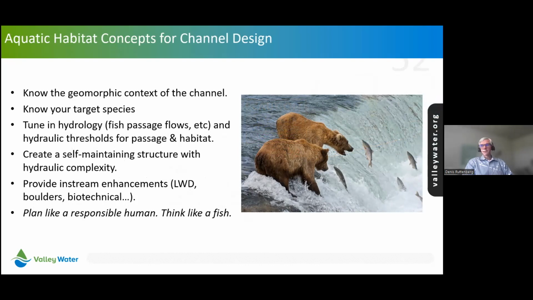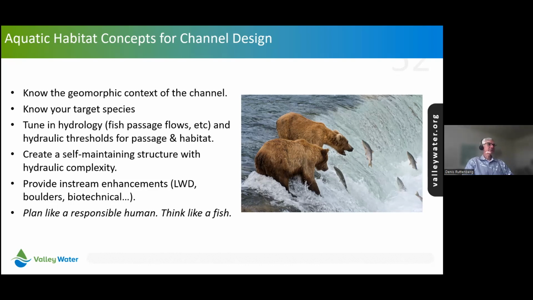If you put in a pool riffle channel, does it make sense? Is it in the right slope range? Is it in the right place? And the question asks, what about juveniles and adults? You know your target species when you design your channel, and what their requirements are hydraulically.